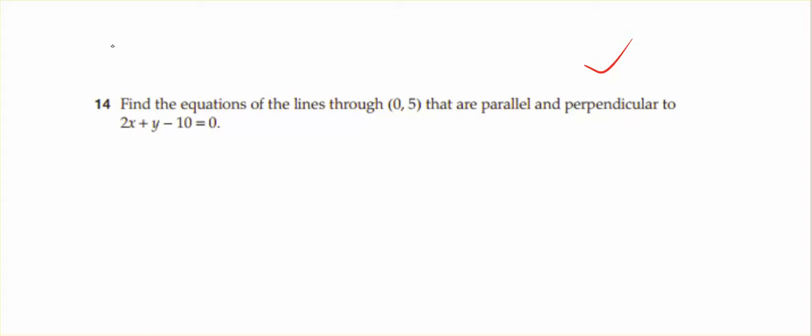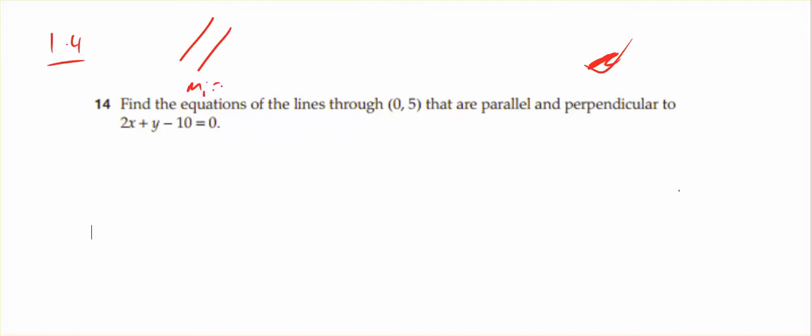Year 10 Methods Pathways. We look at exercise 1.4, question number 14. Okay, so this exercise was about parallel and perpendicular lines. So just a quick recap. Parallel lines means that the lines will never touch, so the gradients are equal.